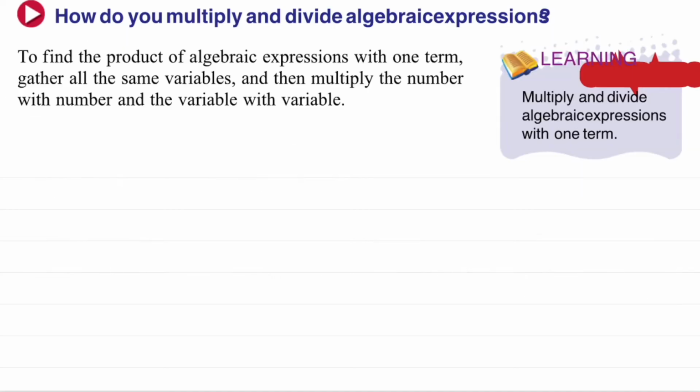Macam tu je. Now, how do you multiply and divide algebraic expressions? So, to find the product of algebraic expressions with one term, gather all the same variables and then multiply the number with number and the variable with variable. Maksudnya dekat sini, kamu kumpulkan nombor bersama nombor dan variable bersama variable and then baru kamu simplify.